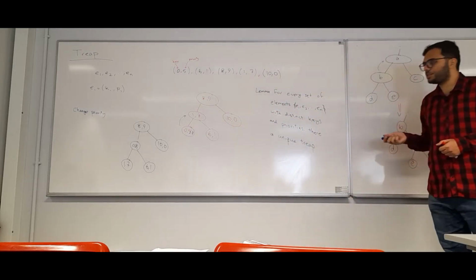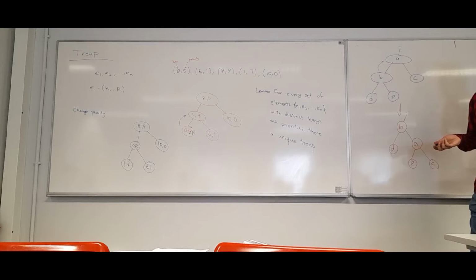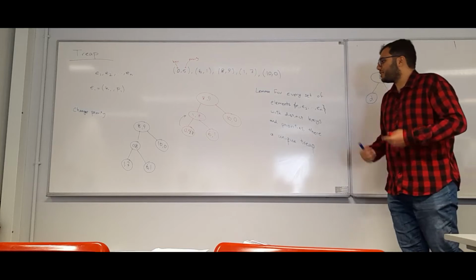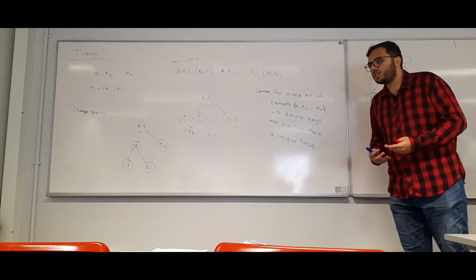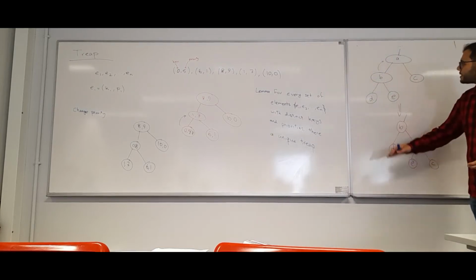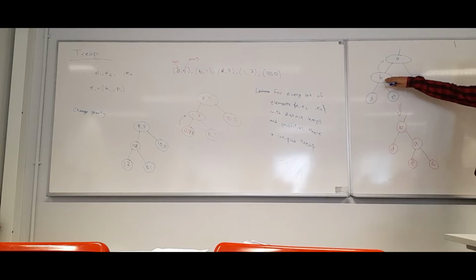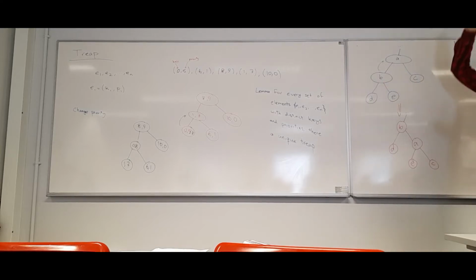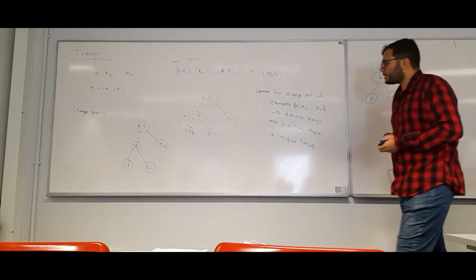Now, how much time does this take? Yeah, it depends on the height of the tree, right? Or if we want to be even more specific, it depends on the number of ancestors that this node B had at the beginning, so the depth of B. Because I'm taking B and I'm just moving it. Okay, but what happens if I do the opposite?